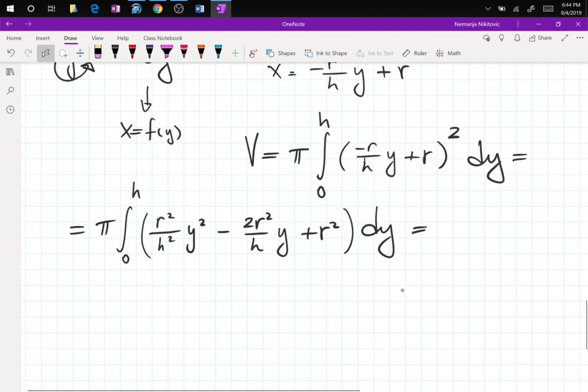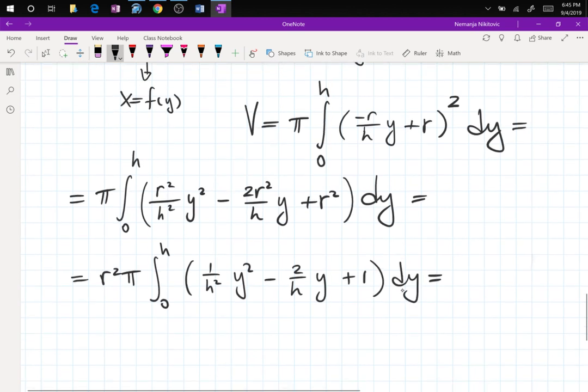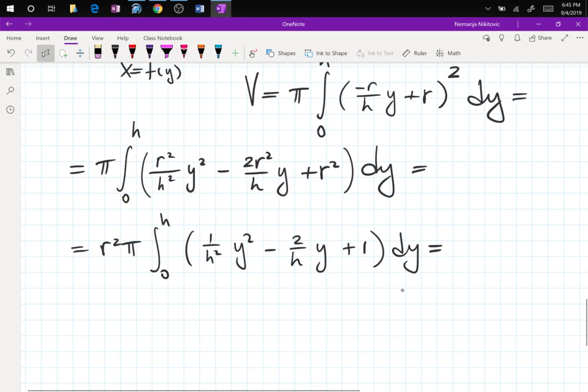Observe that there is r squared everywhere. Kick it out. So we have r squared pi integral 0 to h, and now you have 1 over h squared y squared minus, this r is out, so we have 2 over h y plus 1 dy, because r squared is factored out, and now it's by the pi outside. Again, the only variable is y. R and h are numbers. R could be 3 and h could be 5. So we don't worry about those letters in terms of variables.